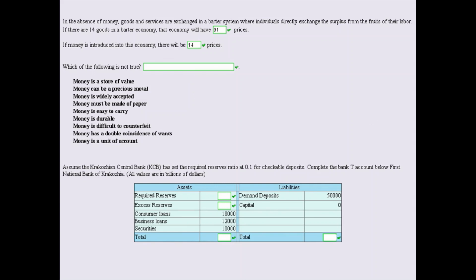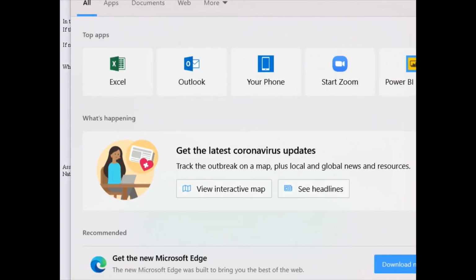Let me pull up my pen here. I got my little epic pen here. Oh, I got to type it, I guess.